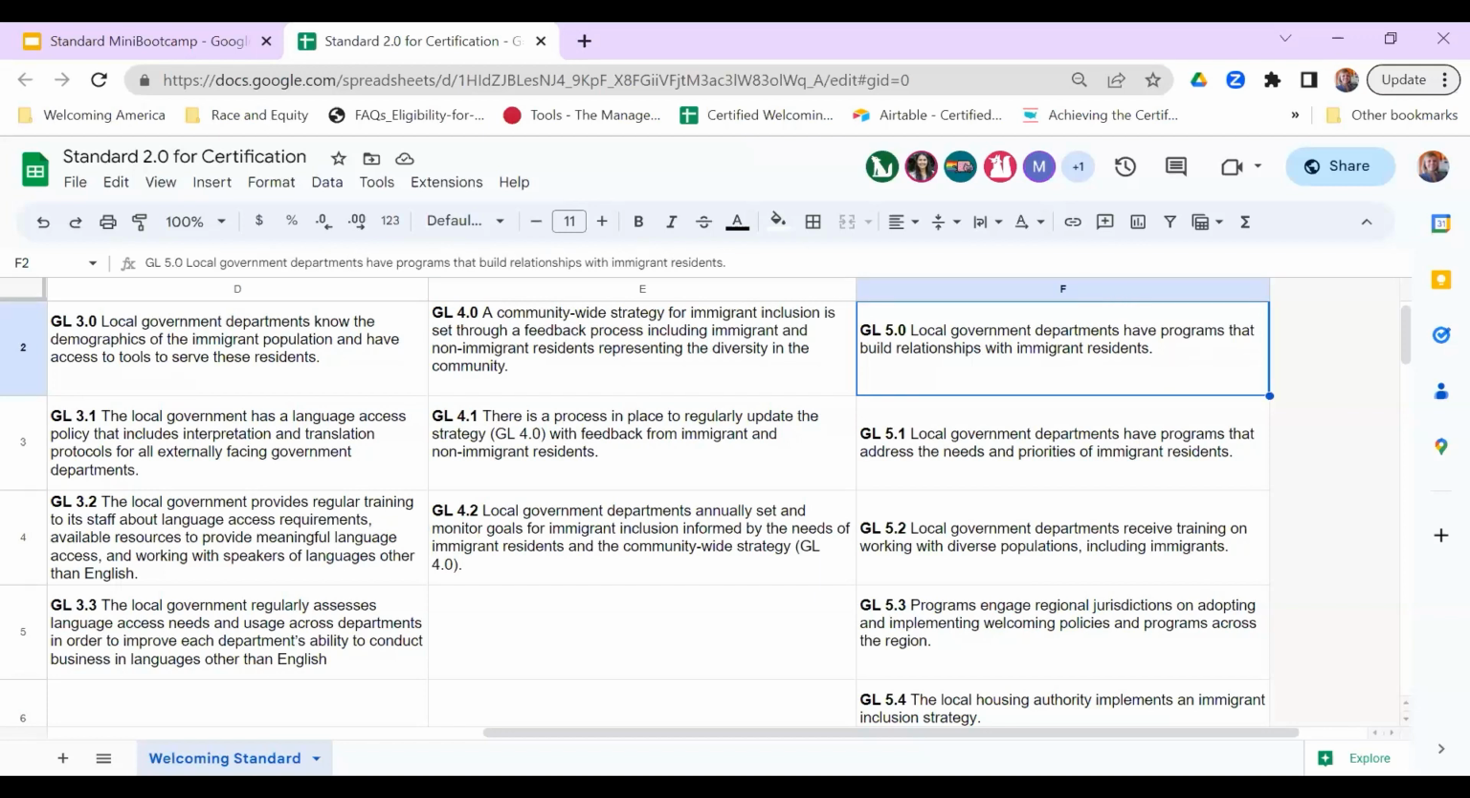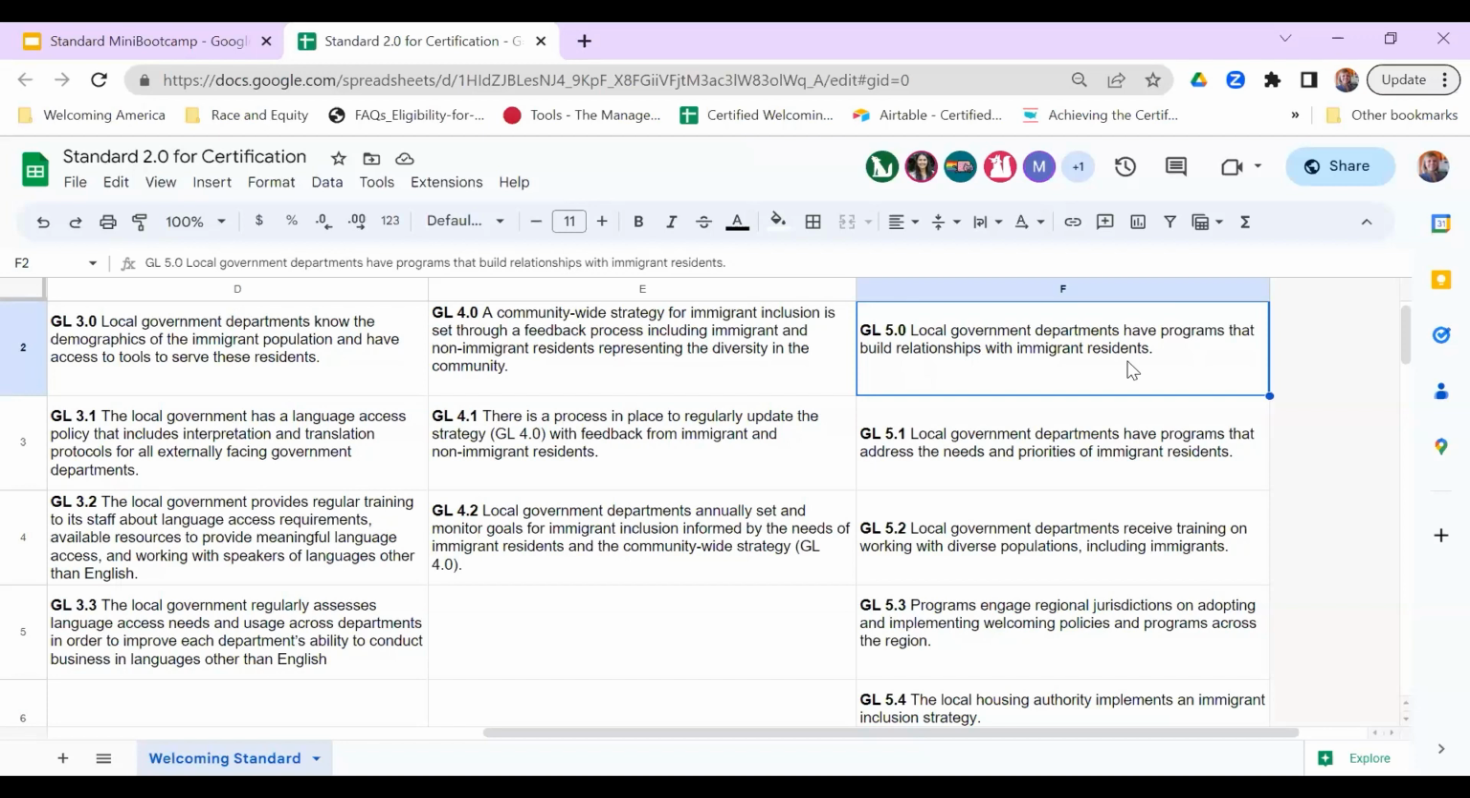So then 5-star, again, referring back to that list of departments, we would expect to see that departments are really thinking about building relationships and trust with immigrant residents. That will look very different depending on what that department is. And I would expect some departments to be more advanced and some to be much earlier in this stage, probably depending on where they are in this, right?